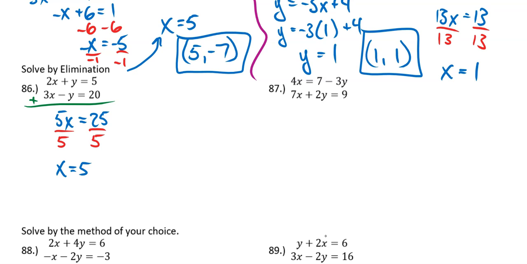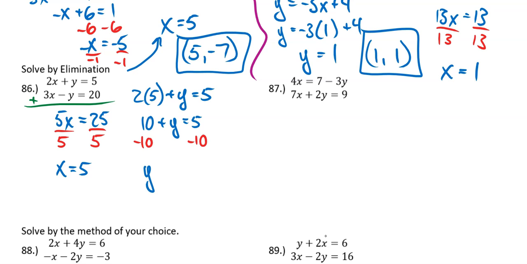But now I still have to plug this back in and find y. So I'm going to plug it into this first one, so 2 times 5. And it doesn't matter which equation you choose, okay? I'm plugging it into that first equation, and now solving for y. Subtract the 10. And that's it. Write it as an ordered pair.